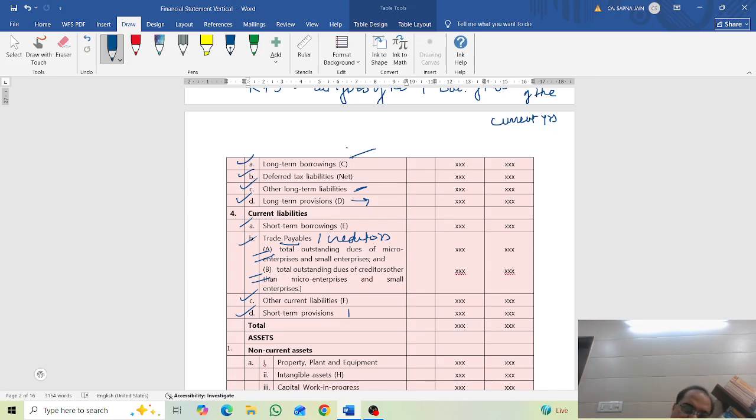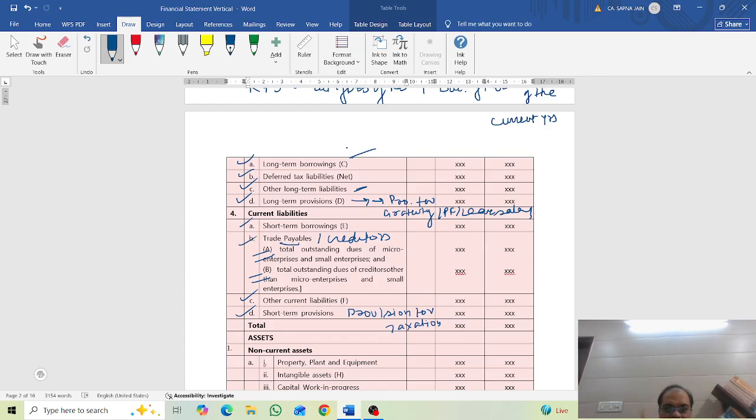Like for example, provision for taxation. And the long-term provision means provision for gratuity, provision for provident fund, provision for leave salary. All are the long-term provision, and provision for taxation, provision for dividend, all are the short-term provision.